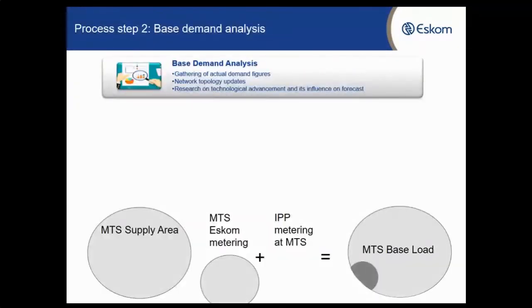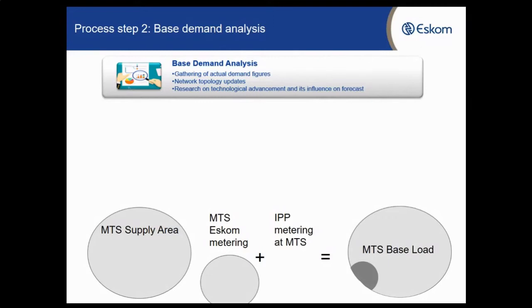As part of our second step in the base demand analysis, it's also important to understand the new dynamics that we sit with, with the IPPs coming in and playing a role in how we look at our base demand data. What we've seen is that we've got a typical MTS supply area where we've got base Eskom metering, and then there is IPP metering coming in at that MTS.